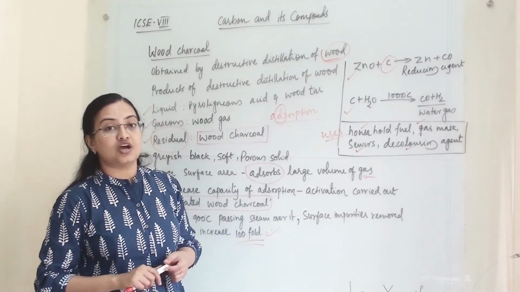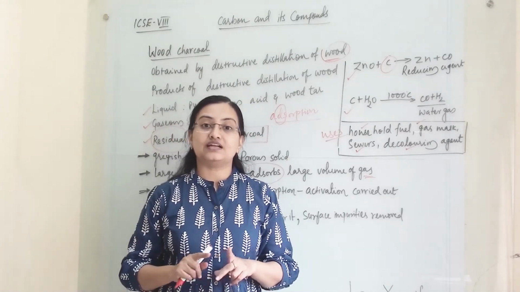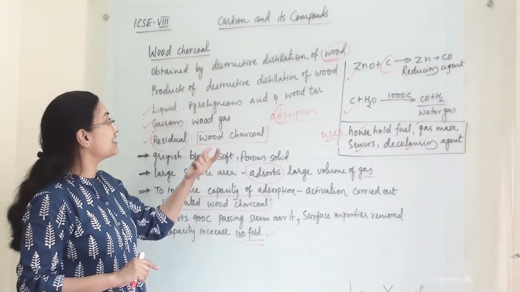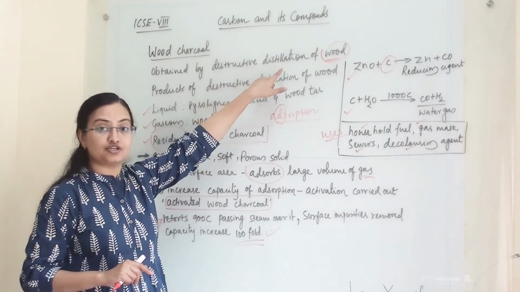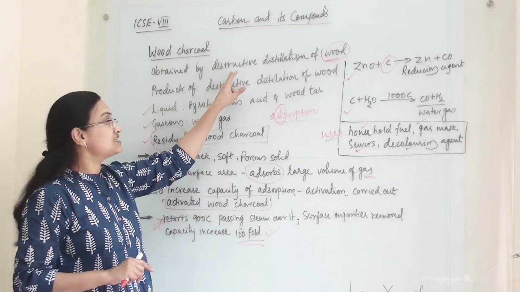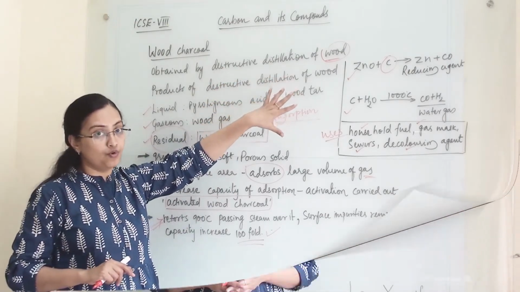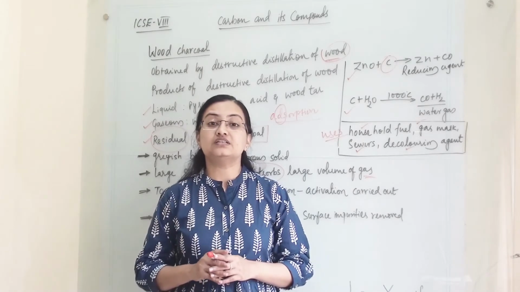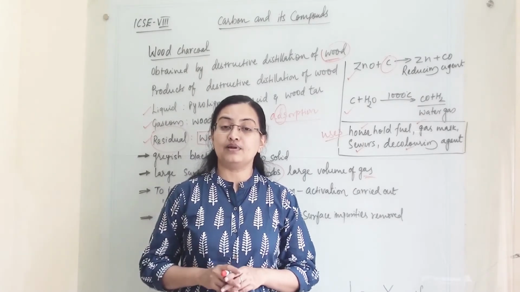Along with wood charcoal, there are two other charcoals, that is sugar charcoal and bone charcoal. Sugar charcoal we get through the destructive distillation of sugar, and bone charcoal we get by destructive distillation of bone. So these were the amorphous forms of carbon: coal, coke, lamp black and wood charcoal.